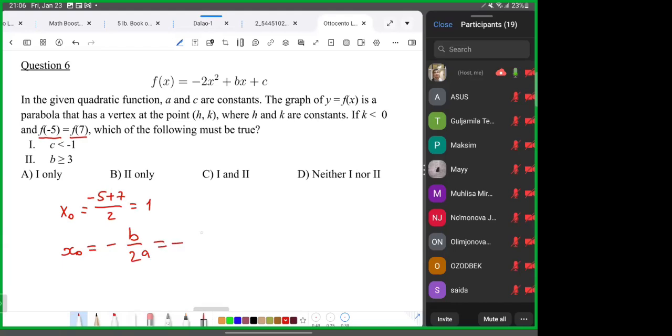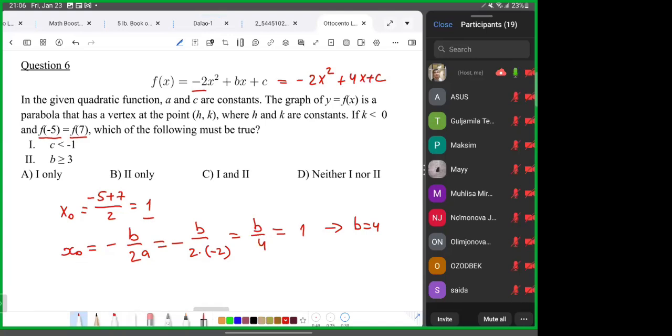So it is minus b divided by 2 times a equals -2. This is a, so it is b divided by 4, so it's equal to 1. That's why from here b equals 4. Now your equation is -2x squared plus 4x plus c. Basically, it's your equation. Very good.